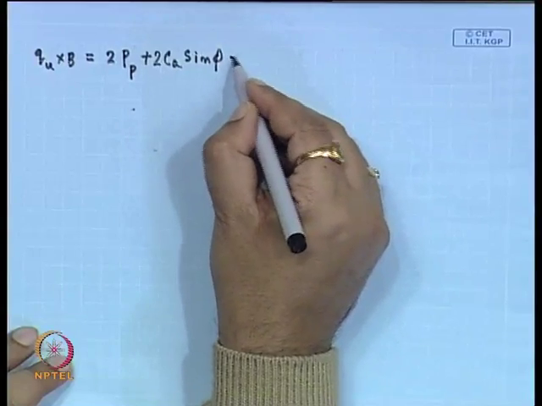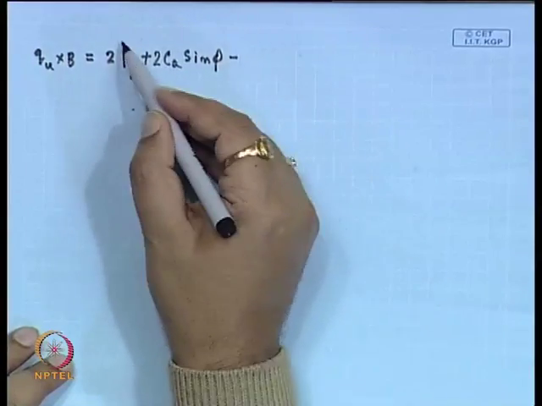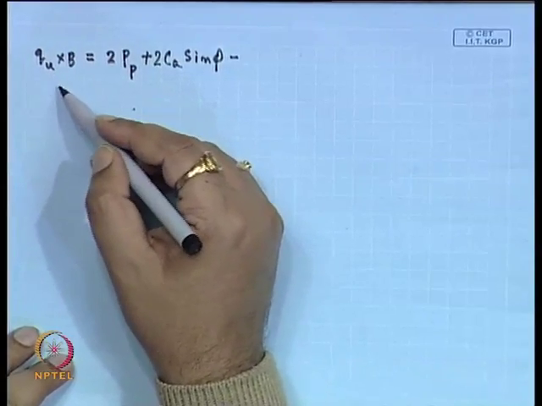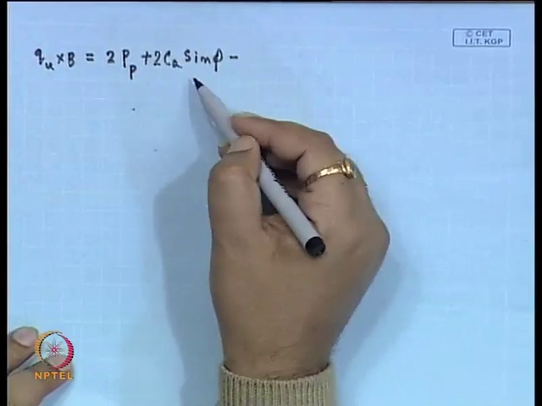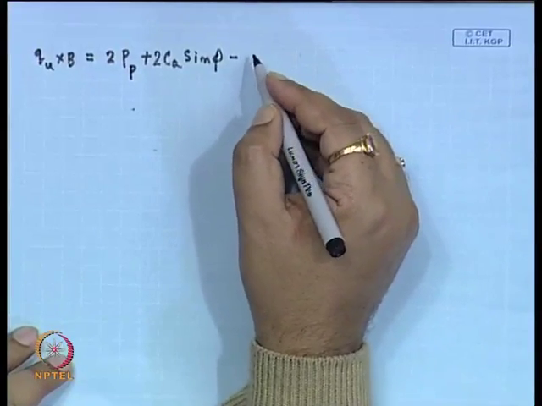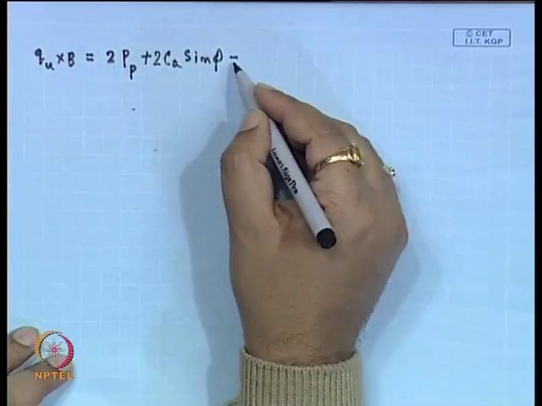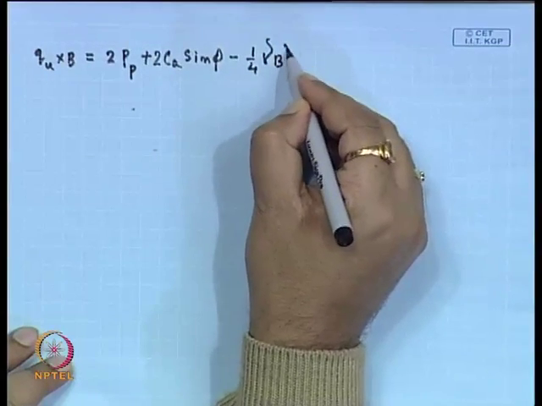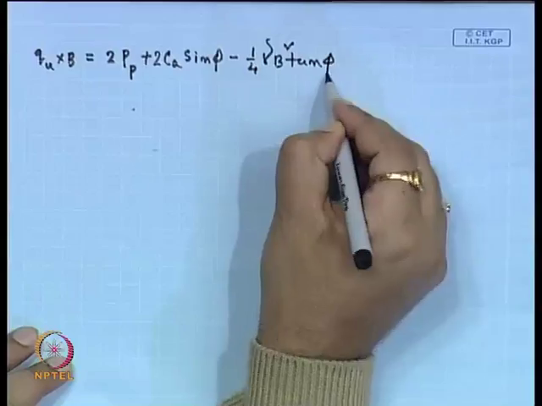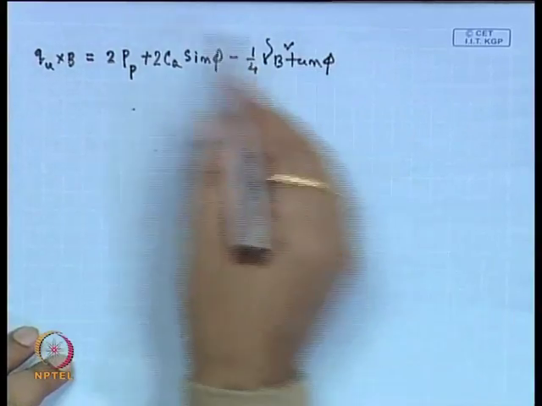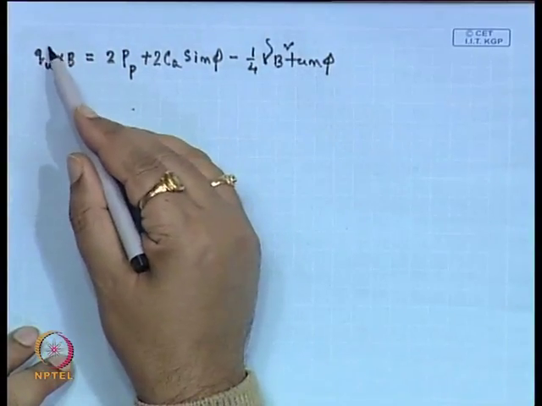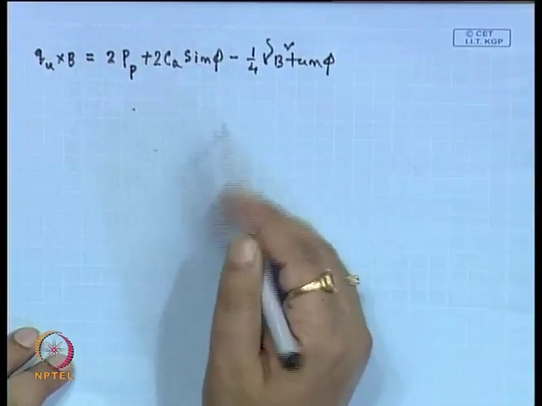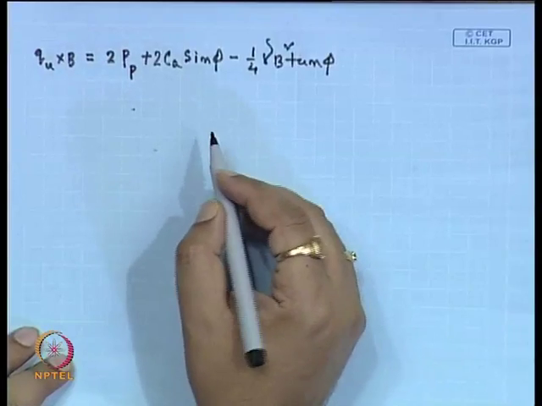Then this weight of this wedge that is acting. So, this is the passive resistance component, this is the ultimate load carrying capacity, the bearing capacity of the soil, and this is the adhesion component, and this is the weight of the wedge that is acting in the downward direction. So, this will be minus 1 by 4 gamma B square into tan phi. So, these are the total forces here, these two, this one and this one, are acting in the downward direction, and this Pp and this Ca components are acting in the upward directions.